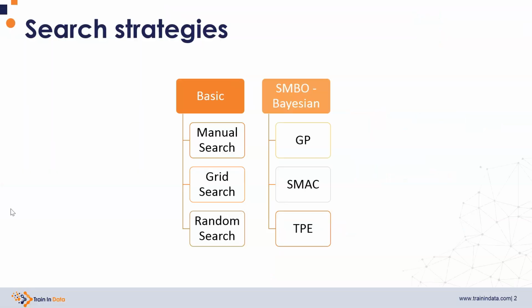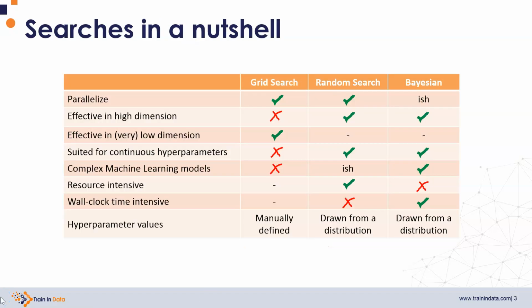In the course, we discussed two broad strategies of searching hyperparameters. Those that I called basic search strategies that include manual search, grid search, and random search. And then we discussed sequential model-based optimization or Bayesian optimization. And within these methods, we discussed GPs, SMAC, and TPE. Now, these techniques have some advantages and some disadvantages.